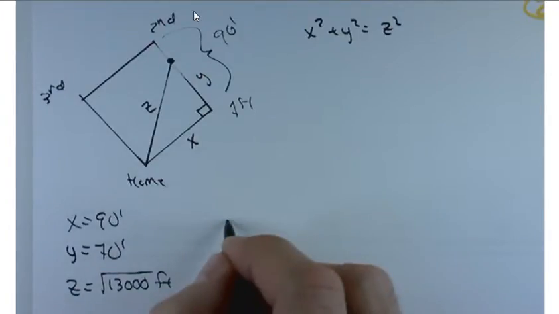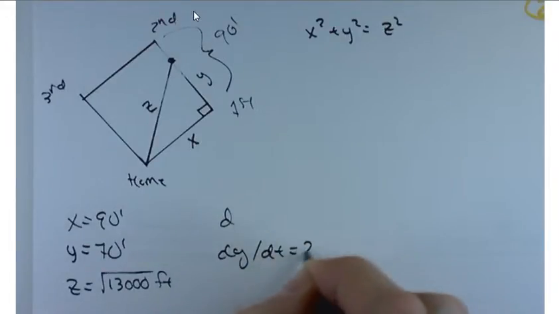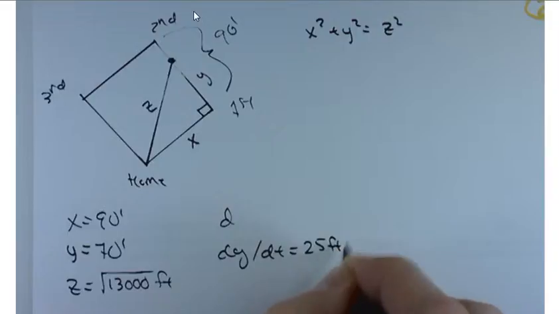We're going to need, actually we're given something here. It says the player is running from first base to second base at a speed of 25 feet per second. How could I characterize that? 25, but what's equal to 25? What can I write is equal to 25? dy by dt. Good. So dy by dt equals 25 feet per second.